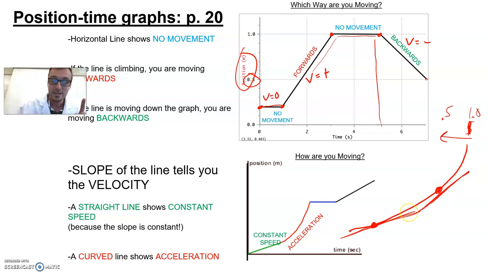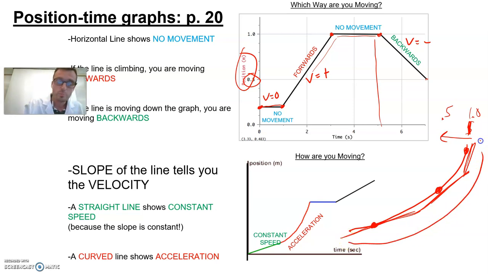And that second line is what? Steeper. Oh, and steeper means faster. And if we're getting faster, our velocity is changing, that means we are experiencing acceleration. And so this would show, if this were a position time graph, this would show us speeding up. Why? Because we are increasing our slope of a position time graph, which means we're increasing our velocity.